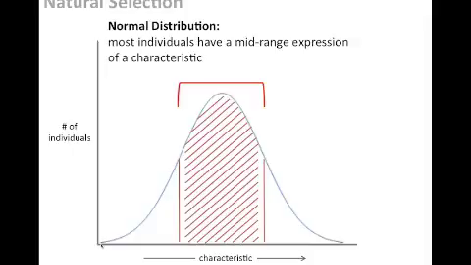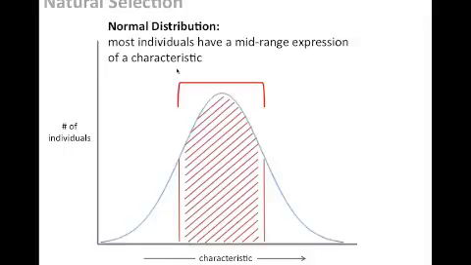So what we see here, charting the number of individuals on the y-axis, and then this range of a characteristic along the x-axis, what this is telling us is that at the extremes of this particular range, there are fewer individuals who have that characteristic, and most individuals fall within the middle of that particular characteristic.